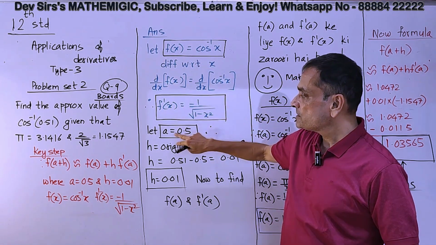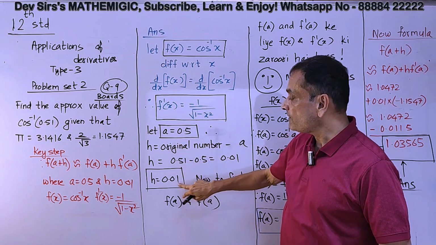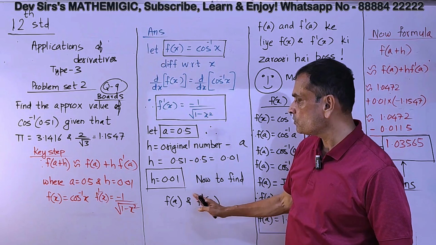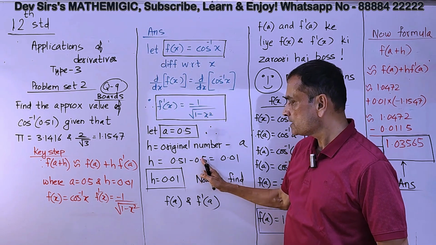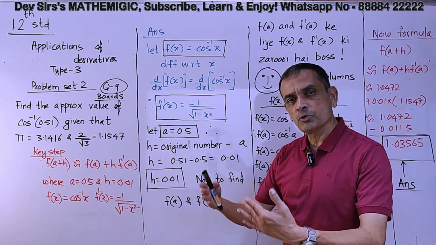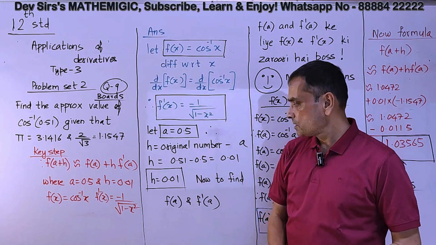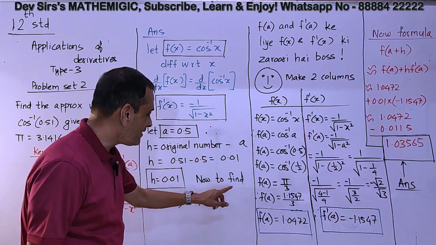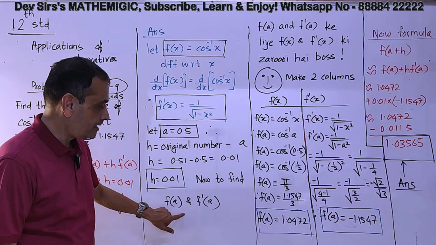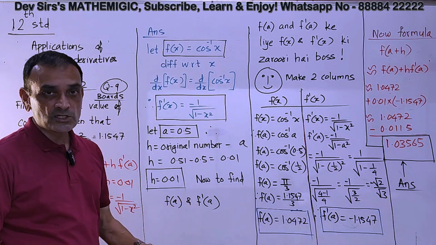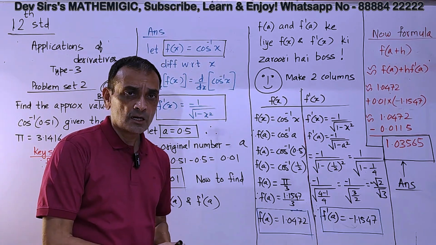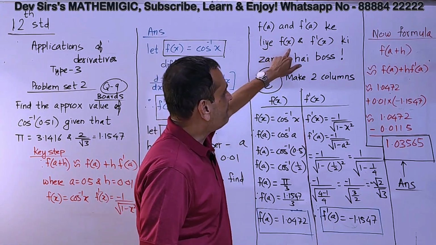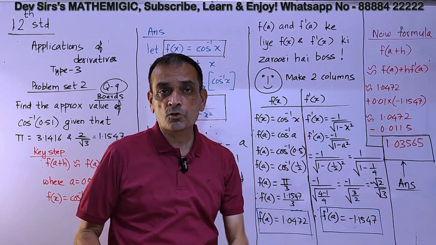So what are the steps? f of x, f dash x, select a convenient number a and find the difference. Sometimes h can be negative also. If the original value is less than a, then h will be negative. Sometimes that happens, but here it is positive. After getting a and h, the next step is to find f of a and f dash a. For f of a and f dash a, we need f of x and f dash x.